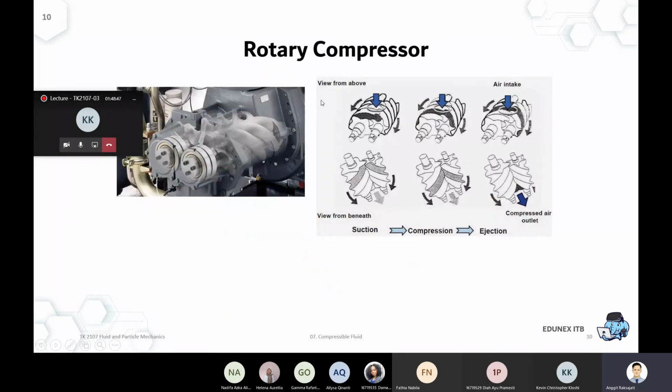A rotary compressor is similar to a rotary pump. You have a gear, you have a lobe, and it rotates. Because of the rotation of the gear, it increases the kinetic energy of the gas.